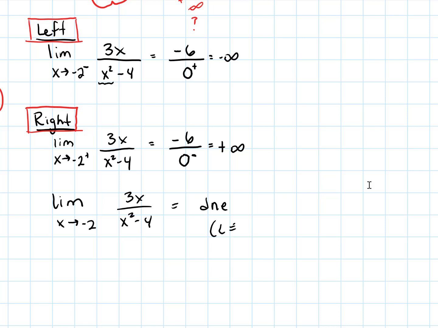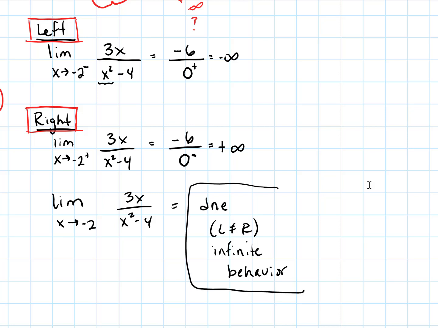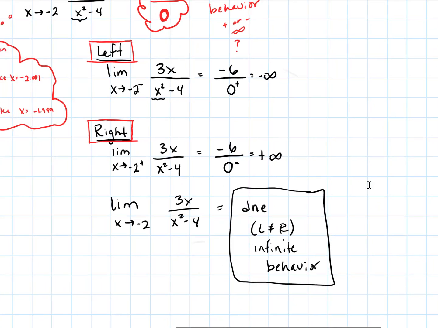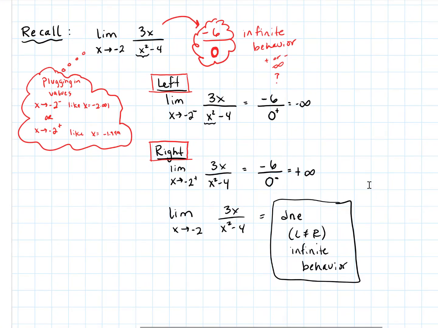We could say the left doesn't equal the right. We have infinite behavior, but the two sides do not do the same thing. Okay. We do have some infinite behavior, but the two sides don't do the same thing. So let me get that all on the screen at the same time. And that's our little recall. So that's looking at infinite behavior as we approach a point.